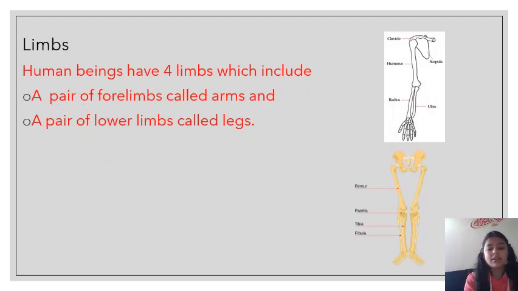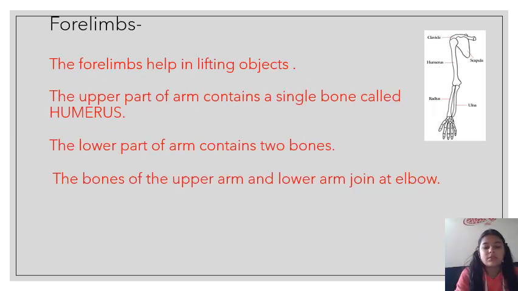Now we will learn about the limbs. Human beings have four limbs, which include a pair of forelimbs called arms and a pair of lower limbs called legs. First of all, let's start by learning about the forelimbs. The forelimbs help us in lifting various objects, and the upper part of the arm, as you can see here, contains a single bone called humerus. The lower part of the arm contains two bones, and the bones of the upper arm and lower arm join at our elbow, which is right over here.